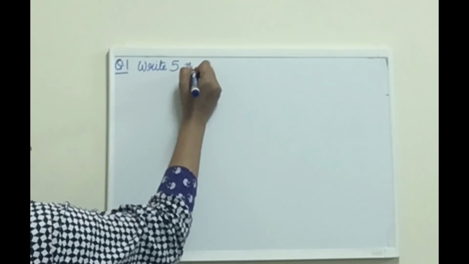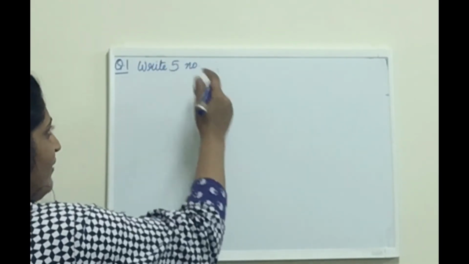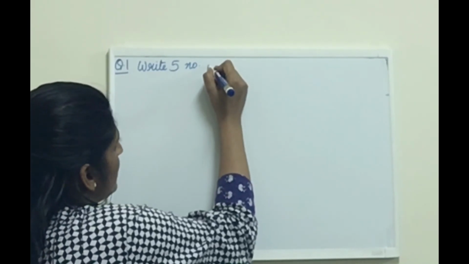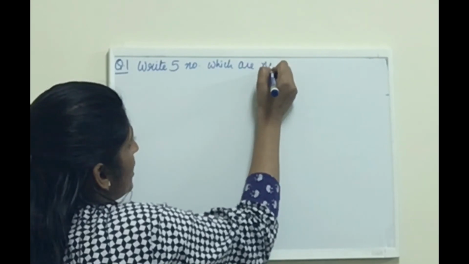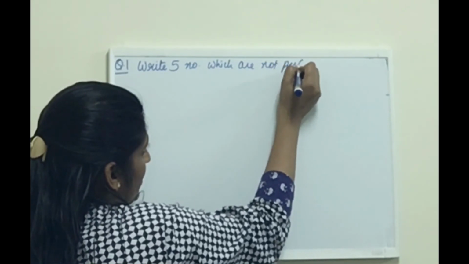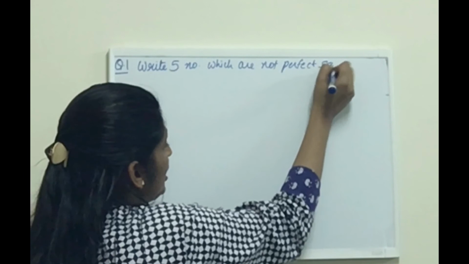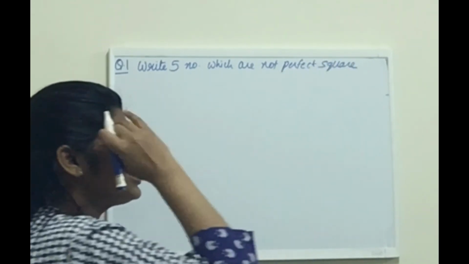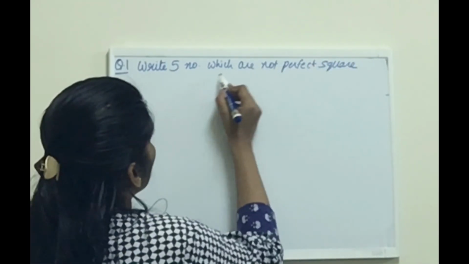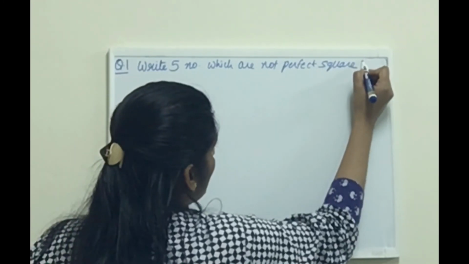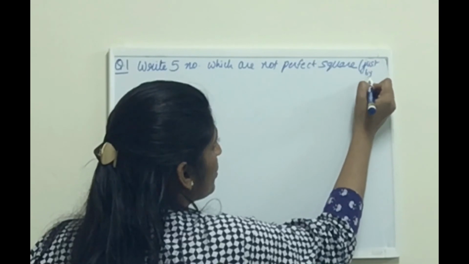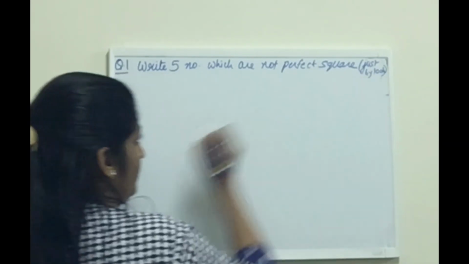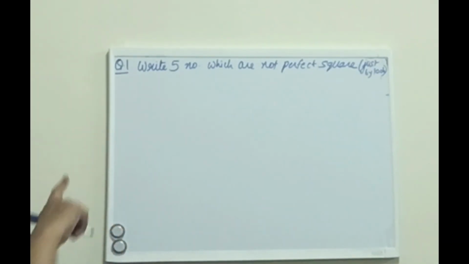Write 5 numbers which are not perfect squares. You need to write those 5 numbers which, just by looking, you can say are not perfect squares.